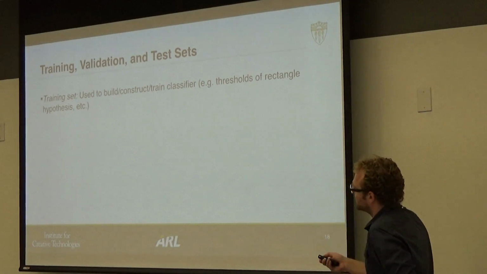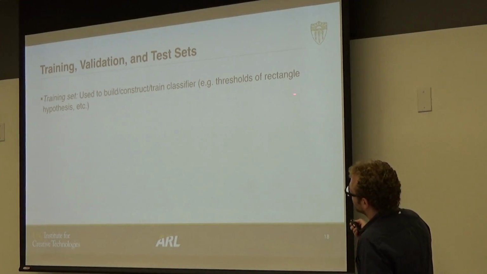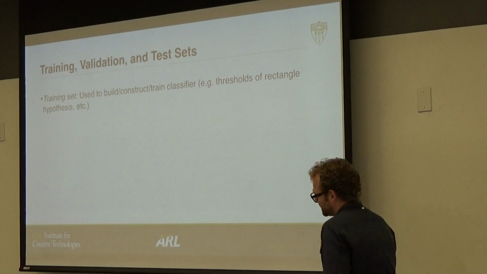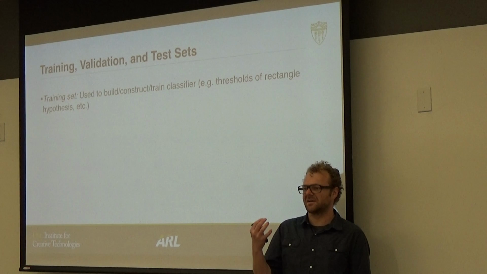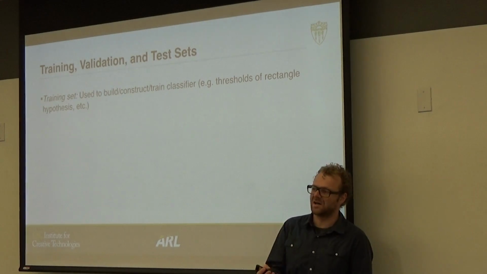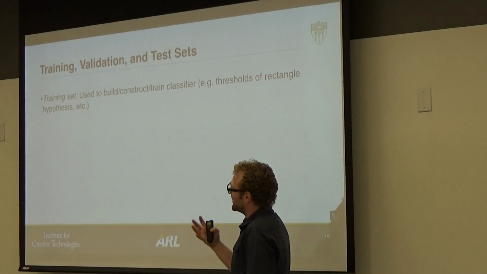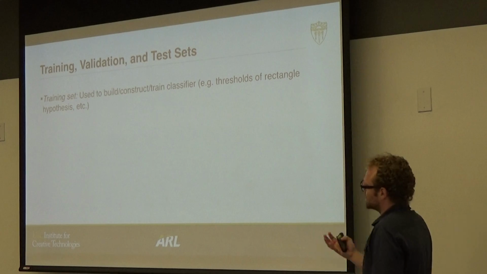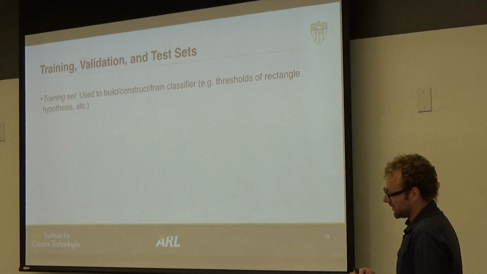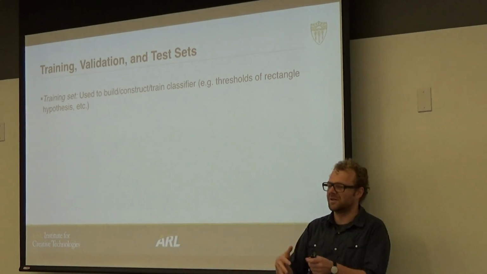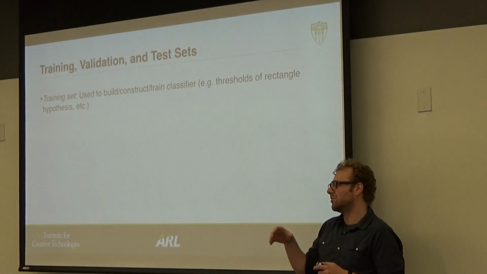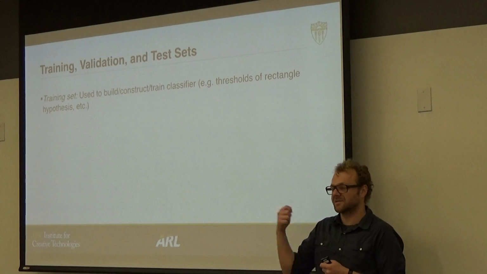On the one hand side, the most important one, I think, is the training set, because this data set is your bread and butter data set that you're going to work with most of the time. This one is basically used to build and construct your classifier. So you initialize a classifier randomly, maybe like a neural network, and now you start cranking your training set through.